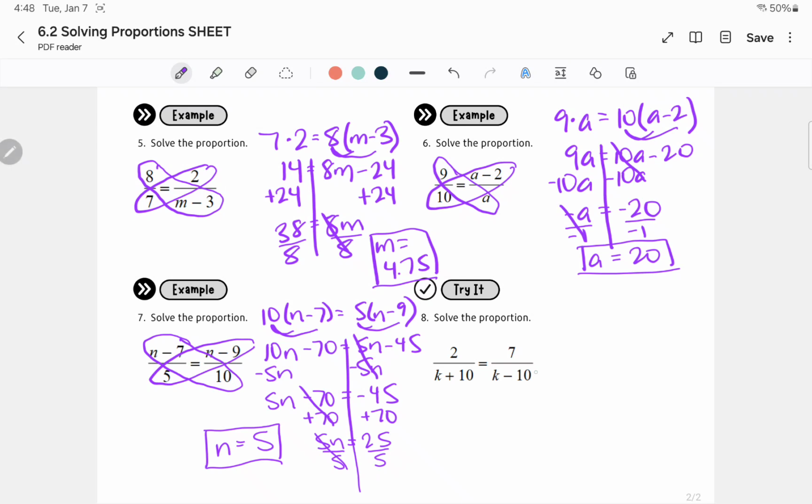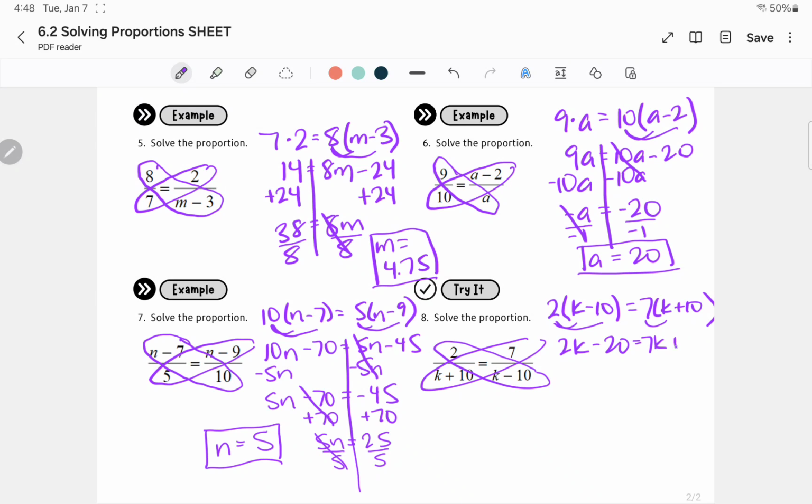All right, so hopefully you've done number 8. So we're going to start off by multiplying 2 times k minus 10 is equal to 7 times k plus 10. Let's distribute both of these. So 2 times k is 2k minus 2 times 10 is 20. 7 times k is 7k plus, bring the plus down, 7 times 10 is 70.